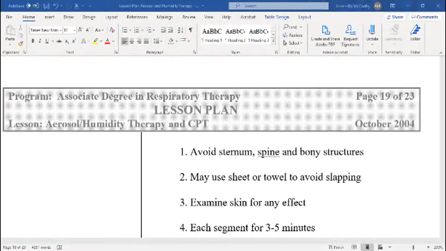Okay? You may want to use a sheet or a towel to avoid the slapping sound. So when you're going to do it with your hands, you get a little towel folded up. Okay, Mr. Johnson, turn on your side. To drain them, I'm going to take a little sheet, put it over his bare skin, and do my percussion for my 3 to 5 minutes, to keep from hurting or slapping his skin, okay? Because sometimes older people's skin tears really easily. You can hit it and it just splits open.